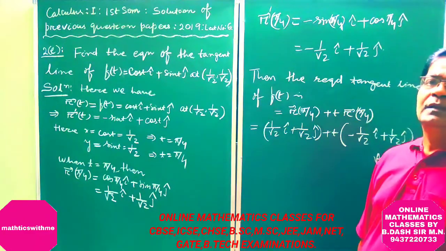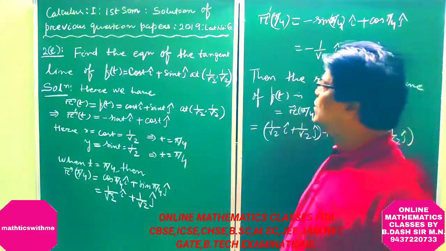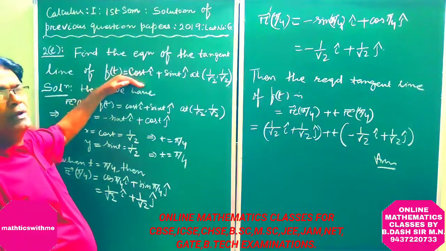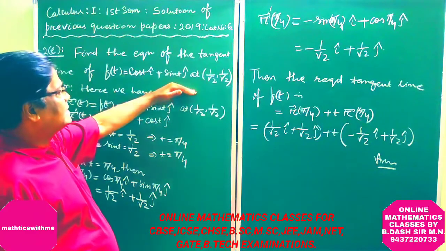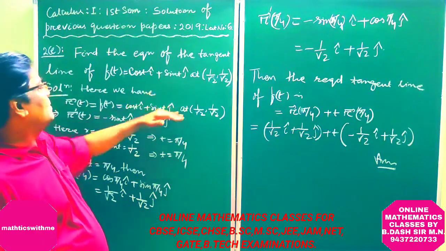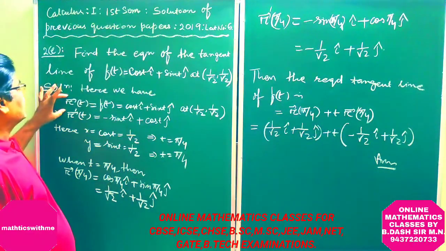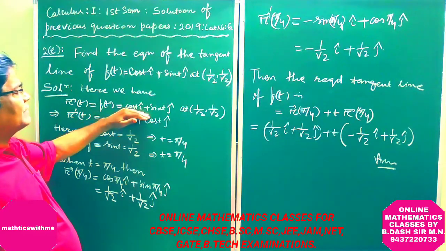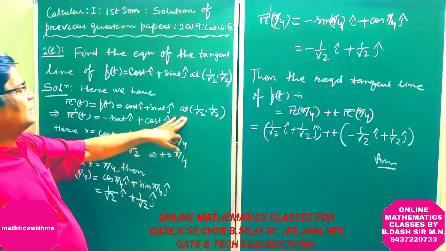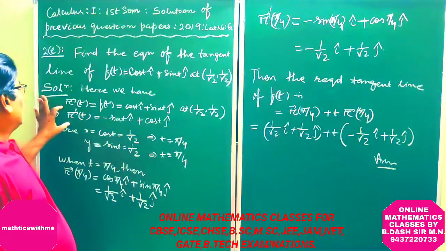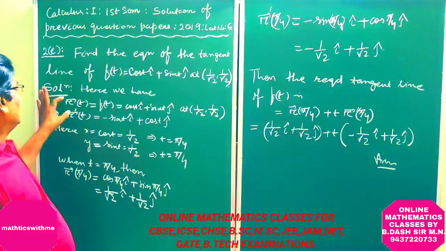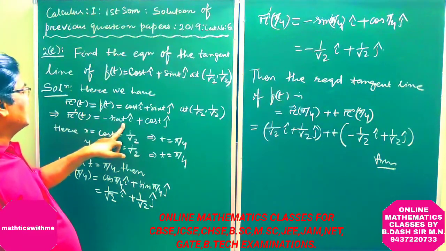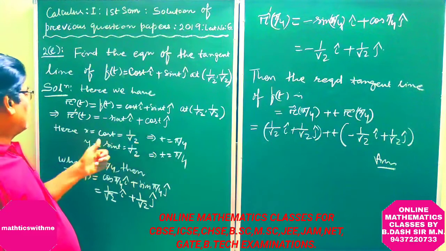Answer. Here the question is: find the equation of the tangent line of f(t) = cos t i cap + sin t j cap at the point (1/√2, 1/√2). So let us take vector r(t) = f(t) = cos t i cap + sin t j cap at (1/√2, 1/√2). Now vector r'(t), the derivative of the function r(t), is equal to -sin t i cap + cos t j cap.